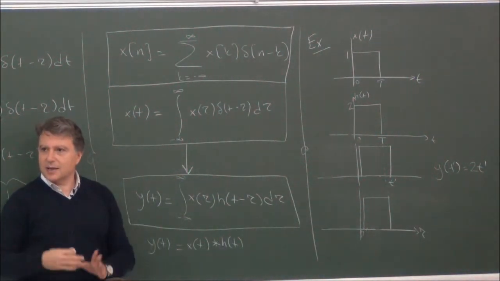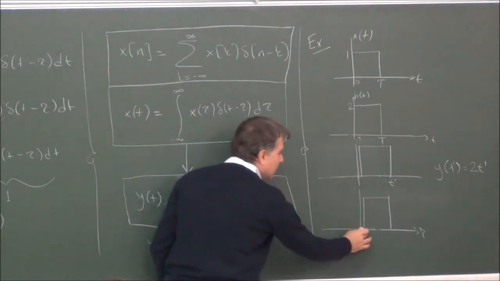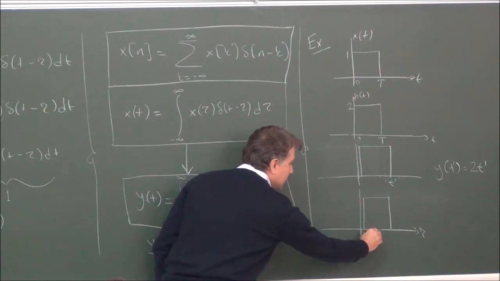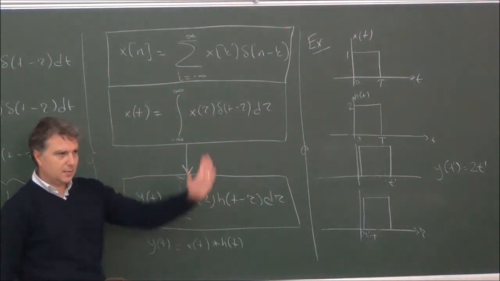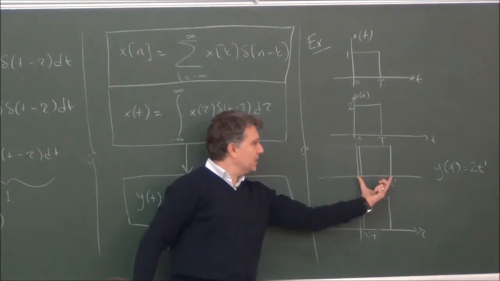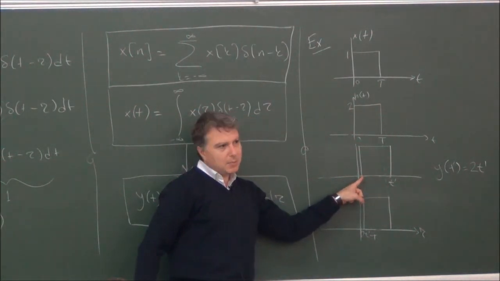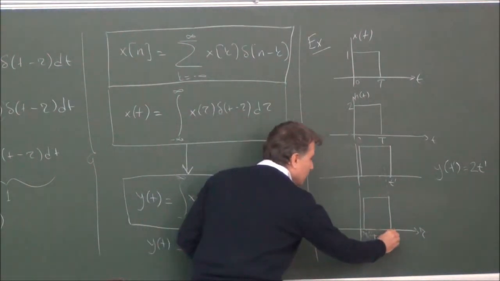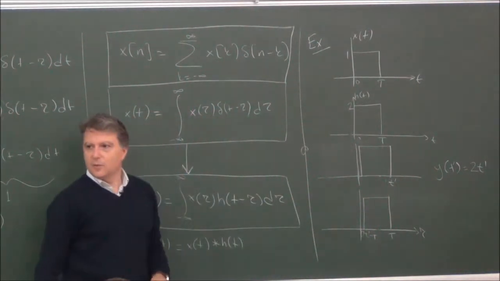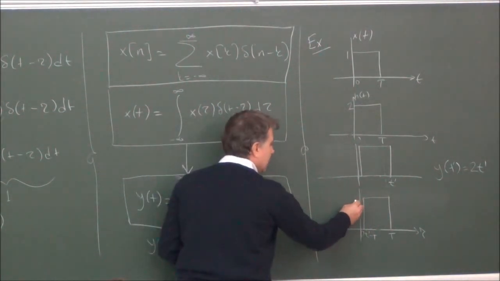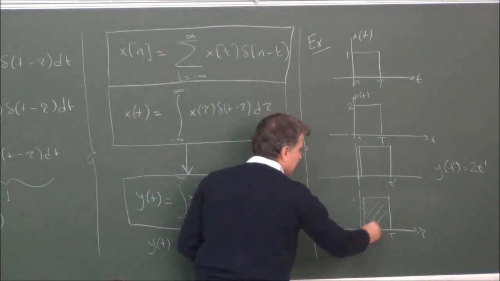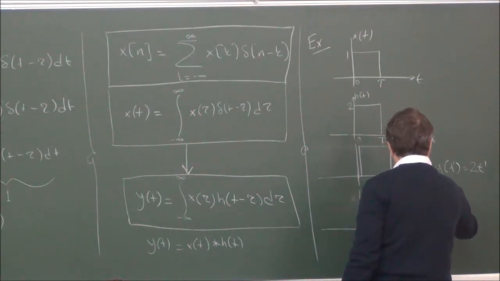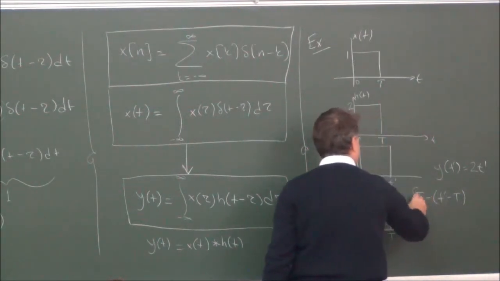So this is again a rectangular box shape starting at where? What is this point? This point is t prime minus capital T, isn't it? The starting point. Because this is t prime, the width is capital T, therefore here is t prime minus capital T. So from t prime minus capital T to capital T, we have a box of height 2, and we need to find the area under it. So what is it? The area is capital T minus t prime minus capital T, times 2.